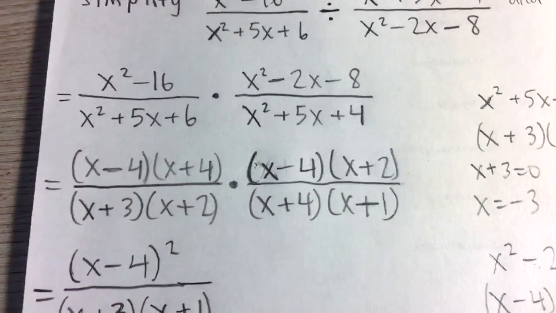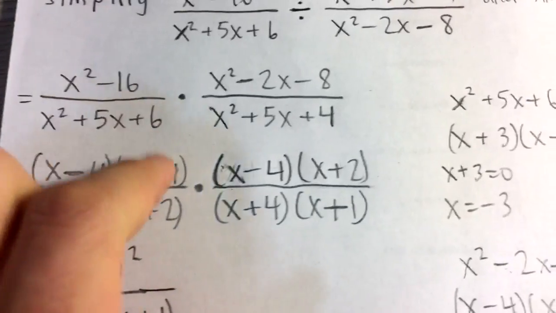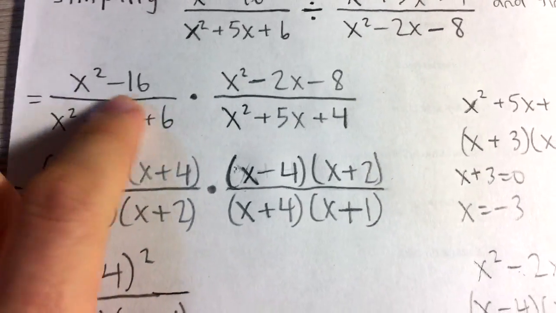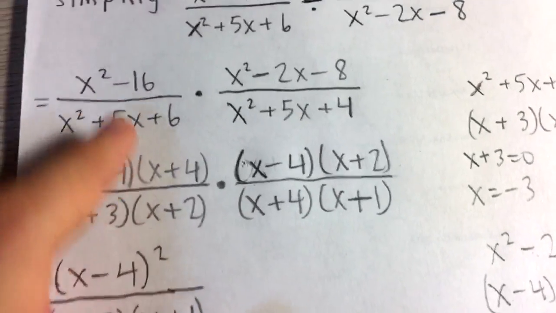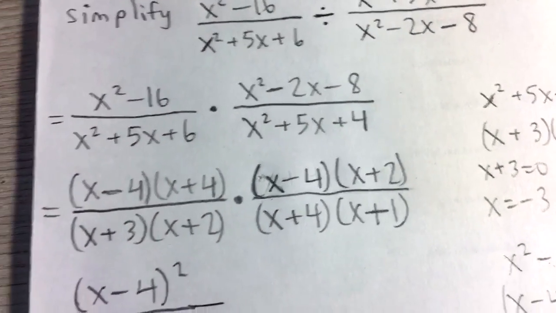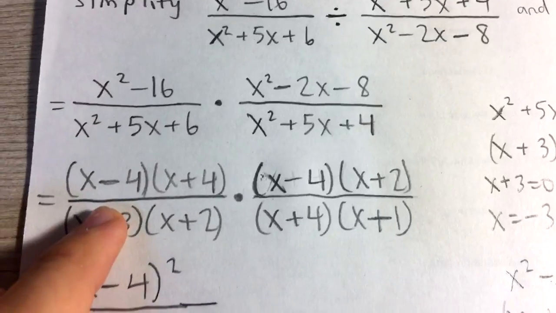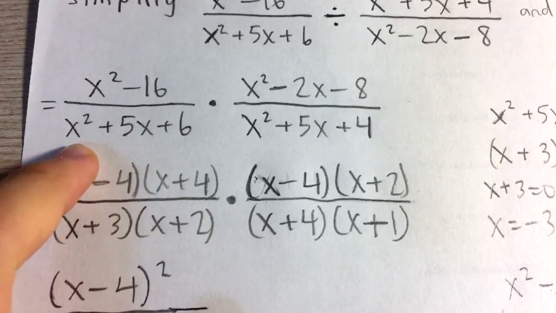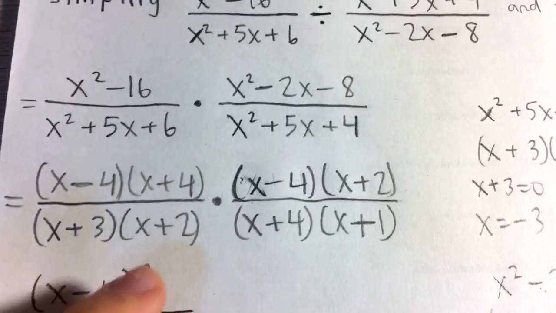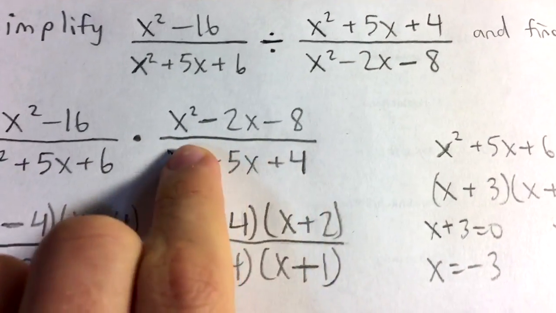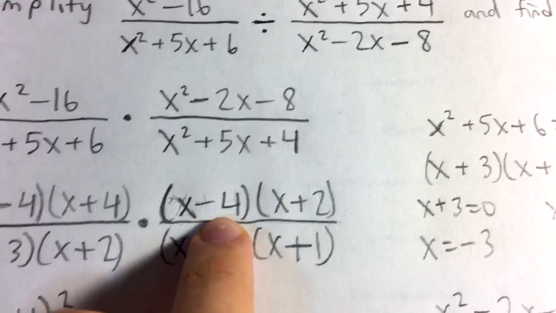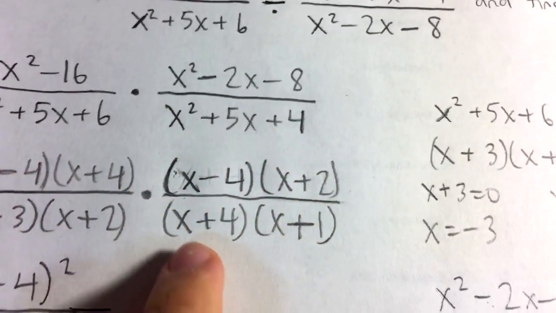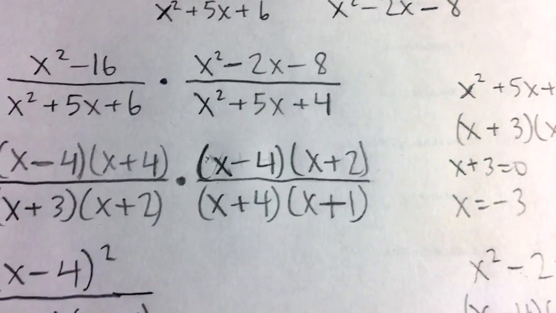And now we can factor all four of these quadratics. The first one, x squared minus 16, you can recognize as a difference of squares, which can be factored into x minus 4 times x plus 4. This denominator here can be factored into x plus 3 times x plus 2. This numerator here can be factored into x minus 4 times x plus 2. And this denominator, this quadratic, can be factored into x plus 4 times x plus 1.